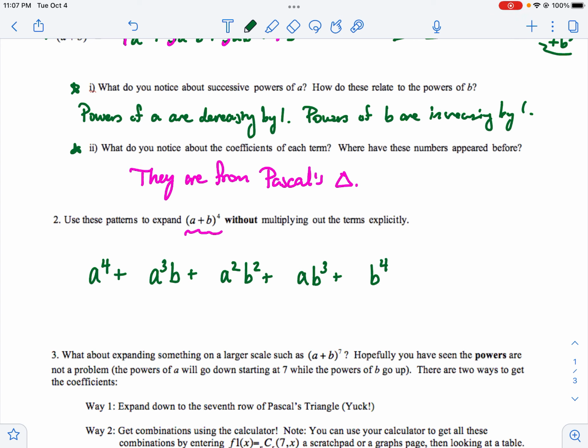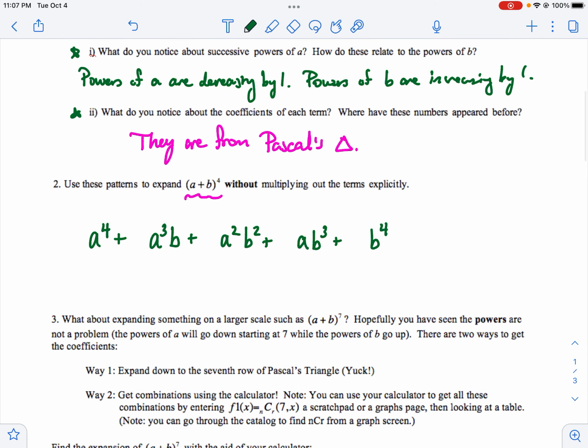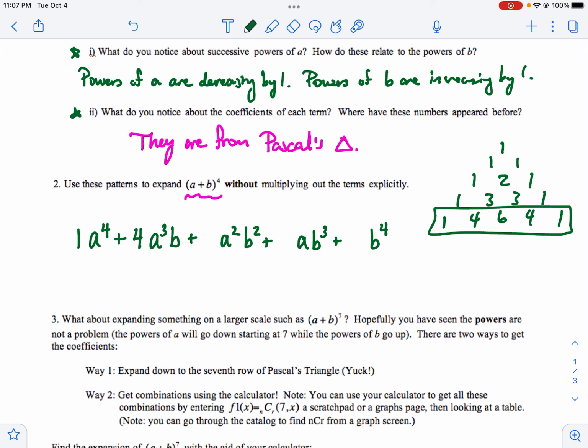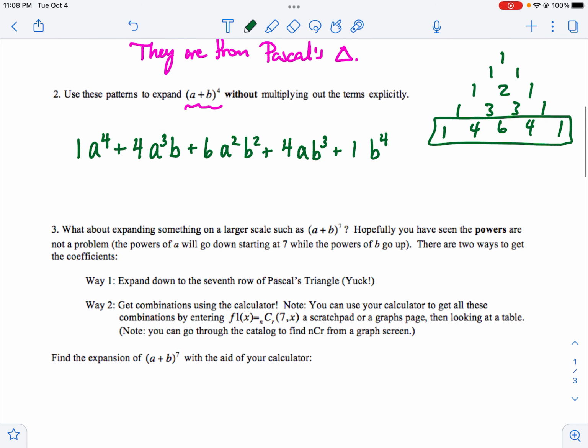And then the last thing is to remember the coefficients from Pascal's triangle. So if I had 1, 3, 3, 1 from the last one, then the next one would be 1, 4, 6, 4, 1. So there's going to be that fourth row of Pascal's: 1, 4, 6, 4, 1. And that is a plus b to the fourth. How nifty is that?